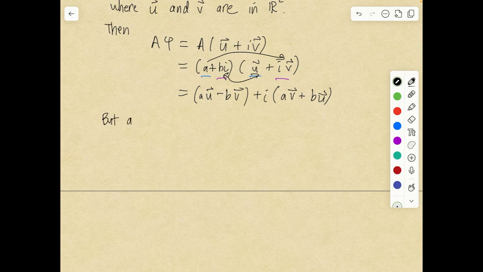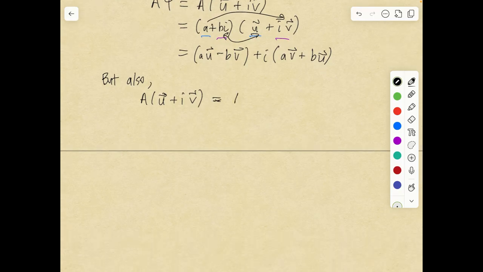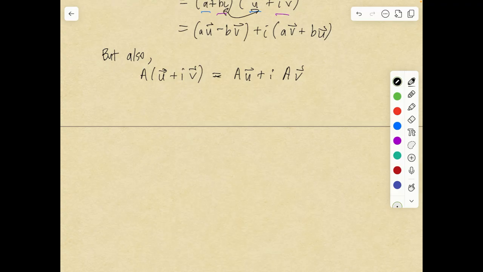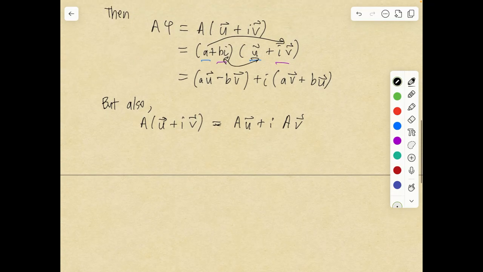But we also have A times u plus iv, so that's A times phi. We have the linearity of matrix vector multiplication, so it's going to be A times u plus i times A times v. You just multiply the real part and the imaginary part. So now we have two expressions for A times u plus iv. These two are the same because they're both A times phi.